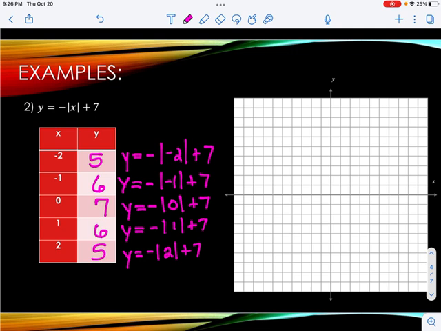So now I have my 5 ordered pairs. My first one is -2, 5. So -2 to the left, then 1, 2, 3, 4, 5 up. My second one is -1, 6. My third one is 0, 7. My fourth one is 1, 6. And my fifth one is 2, 5. With that, I'm going to draw my V. And there is my graph.